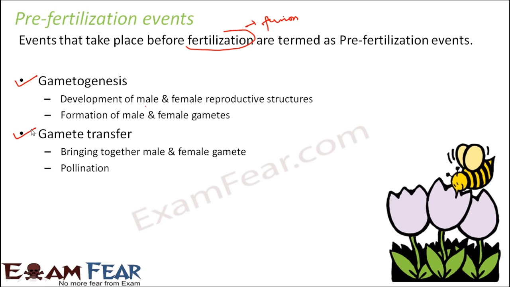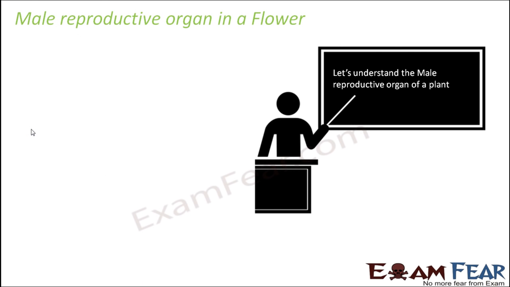Now in gametogenesis, we will talk about how the male gamete is formed and how the female gamete is formed. So first we will cover that part. In that also, first we will try to understand the male reproductive organ of a plant. Which is the male reproductive organ? Exactly, the androecium, which is made up of the stamens. First of all, we will try to understand the structure of each stamen, and then we will see where inside that stamen the male gametes are formed and how they are formed. So first we will completely discuss the male reproductive organ.